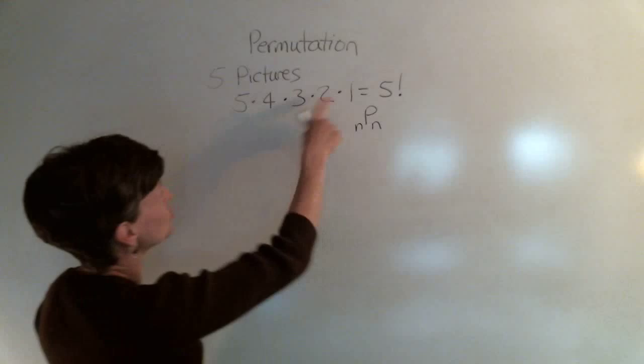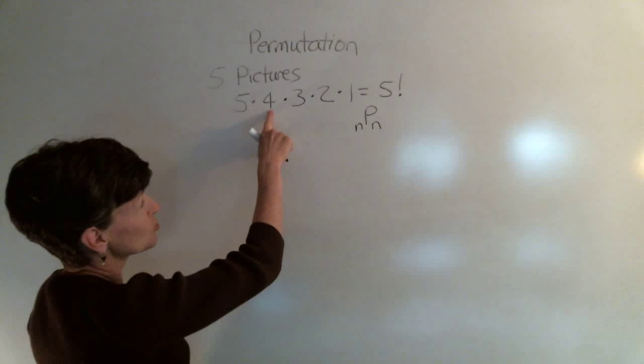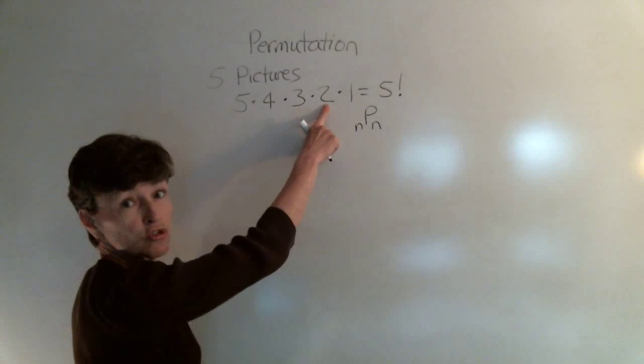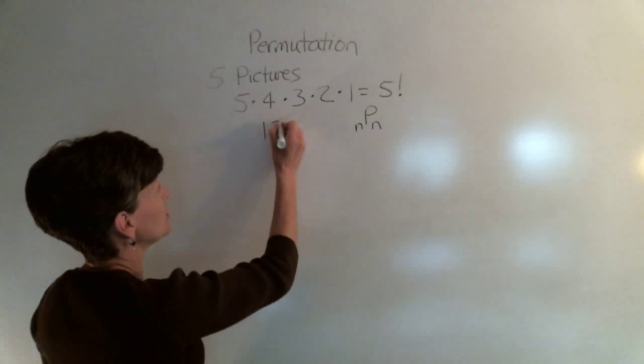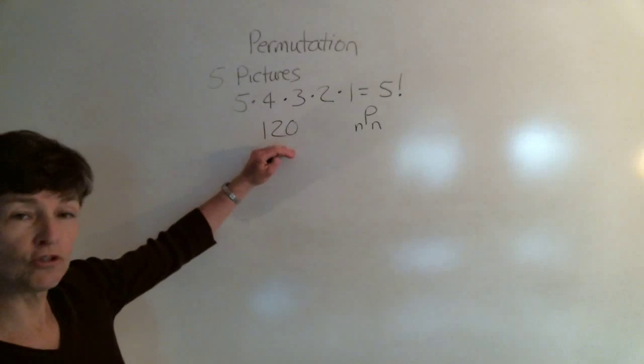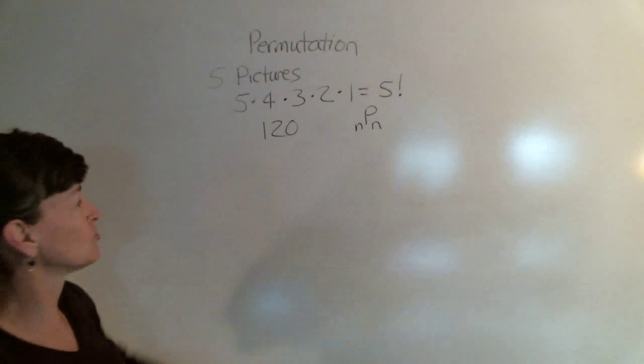All right? So what is 5 factorial? Well, 5 times 4 is 20. 3 times 2 is 6. 20 times 6 is 120. So there are 120 different ways you can arrange those 5 pictures.